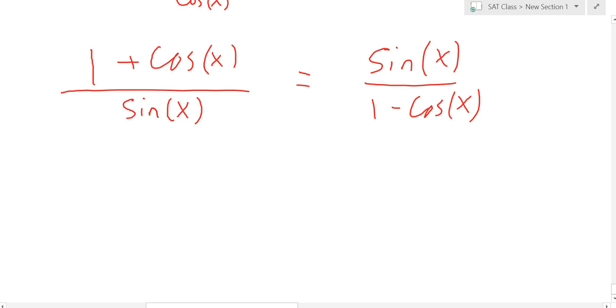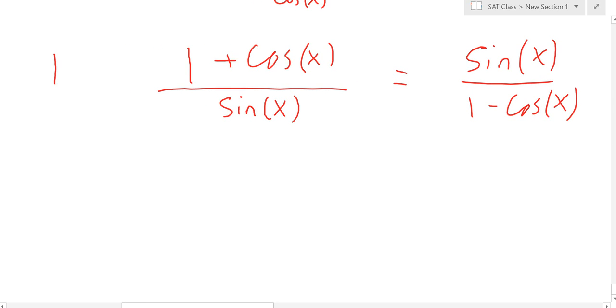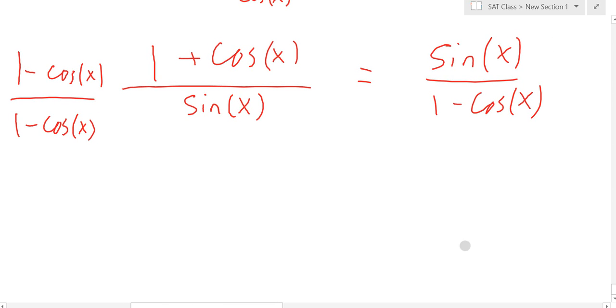So we have to switch somehow one to the other, and a good way to do that at this point is to multiply by the conjugate. If I take this left side and multiply by 1 minus cosine of x, before we do it, let's think about why that's a good move. Number one, it puts a 1 minus cosine on the bottom, which is what we're trying to get. So it's definitely a good move.